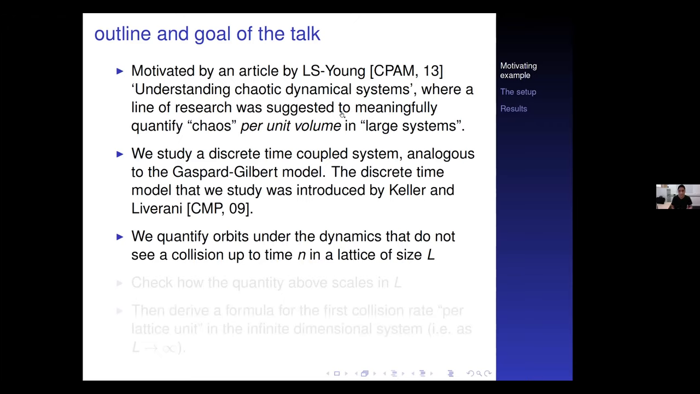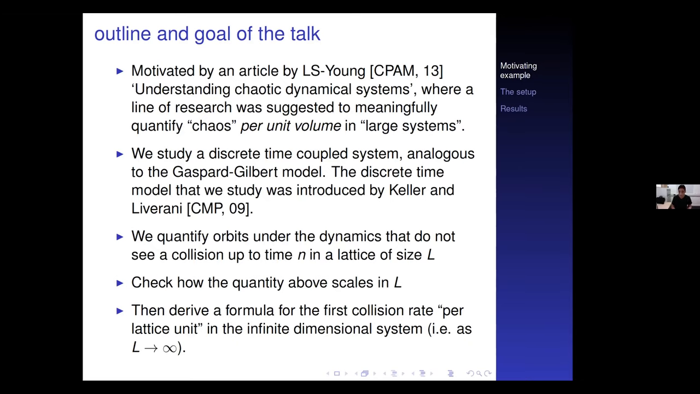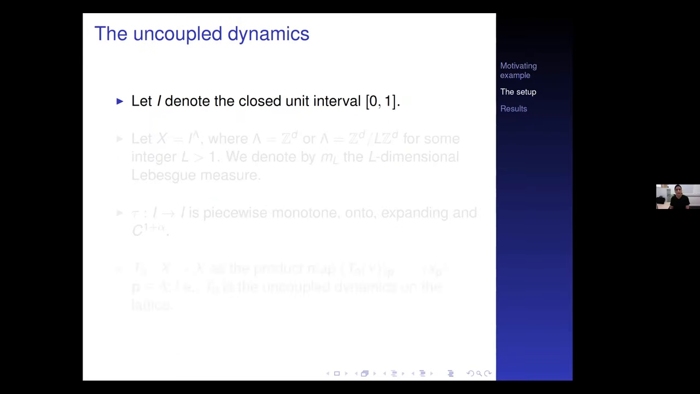We want to quantify orbits under the dynamics that do not see a collision up to time n in a finite-dimensional lattice first. We want to check how this quantity scales in L, and then we want to derive a precise explicit formula for the first collision rate per lattice unit in the infinite-dimensional system. Okay, so let me start now the technical stuff.